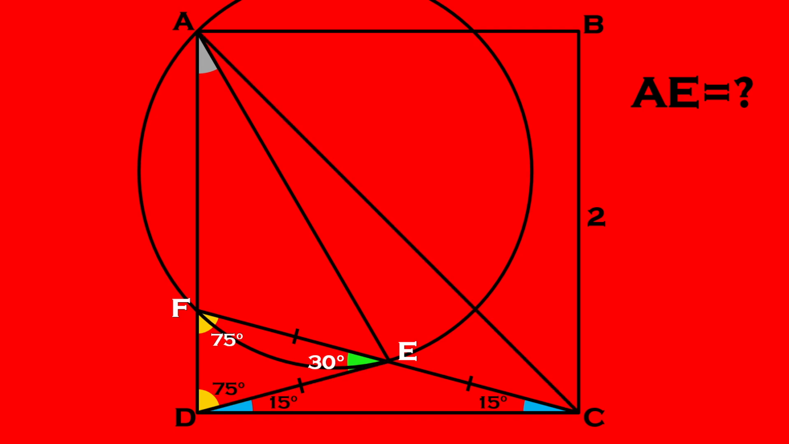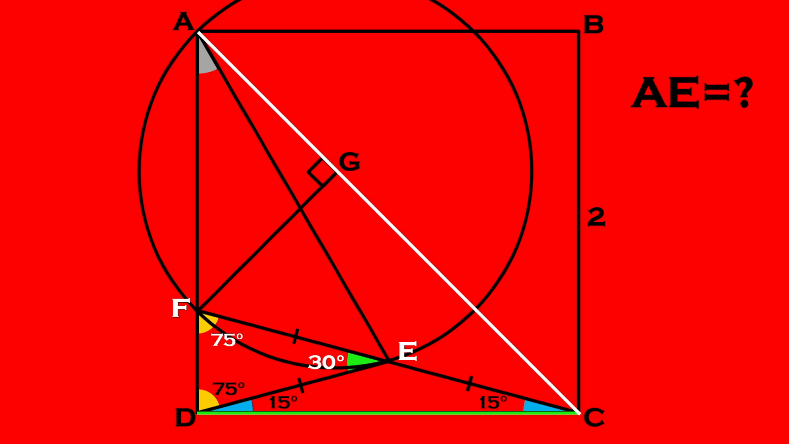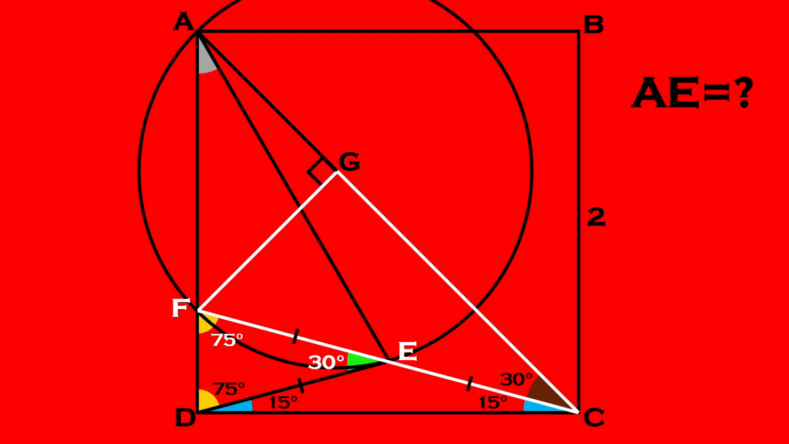We construct the diagonal AC and from point F we bring a perpendicular to this diagonal which intersects it at point G. Now the white diagonal forms a 45-degree angle with the green side of the square. Therefore the brown angle must be equal to 30 degrees because the brown and the blue angle must be 45. That's why. Now, focusing on this white triangle, we use the fact that the sum of its angles must be 180 degrees and we find the measure of the remaining angle, 60 degrees.